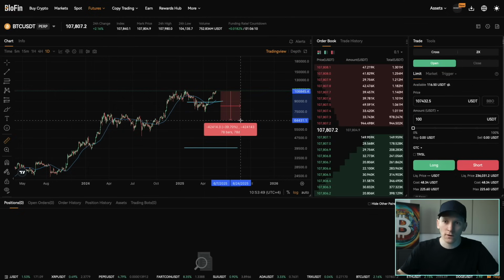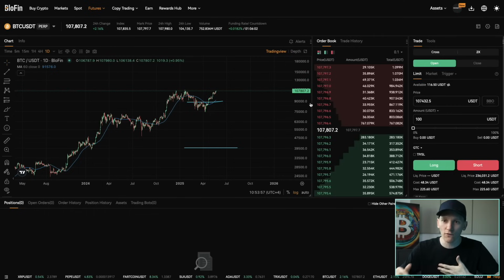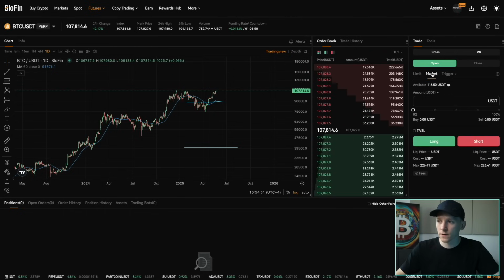So for me, I know I can't use 3x leverage, right? Because it's going to wipe me out at 30% loss. I want to allow for a 40% loss. So for me, I'm going to use 2x leverage and just give the trade a lot of volatility and room to breathe. So we're going to enter a market order here because I want to get the trade open. So we're going to trade at this price.